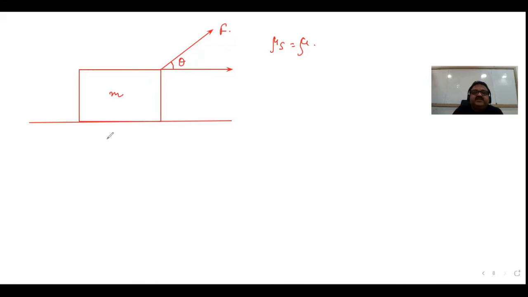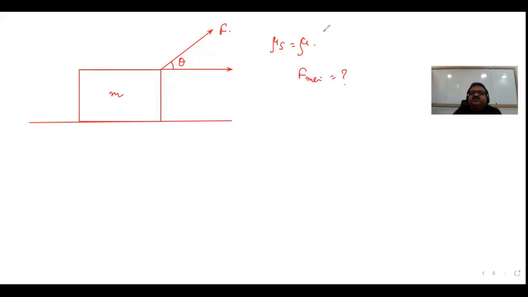Look, students, a problem is given like this. A force F is acting on the block making an angle theta. Coefficient of limiting friction between the surface of the block and the fixed surface is mu. And we need to find out the value of the minimum force. What is the value of F minimum to slide the body over the surface? Clear? So let me solve this problem this way.